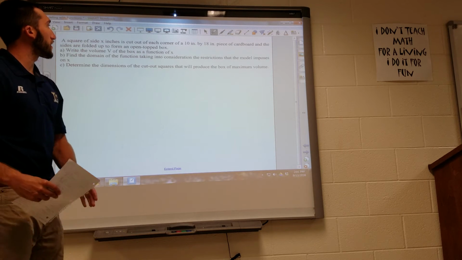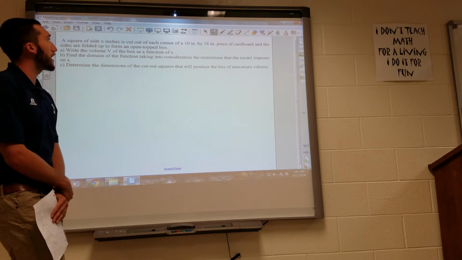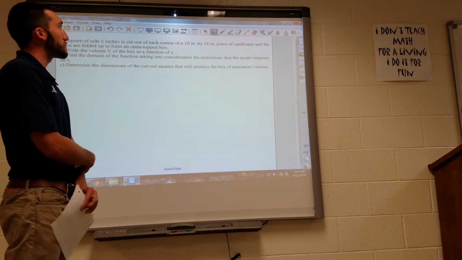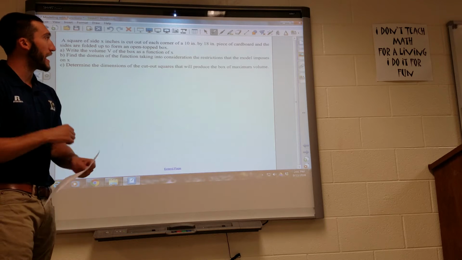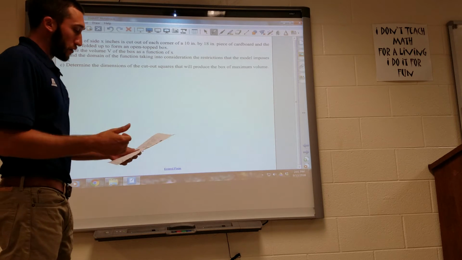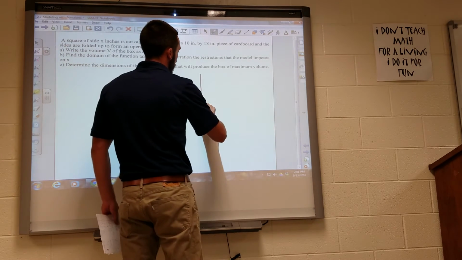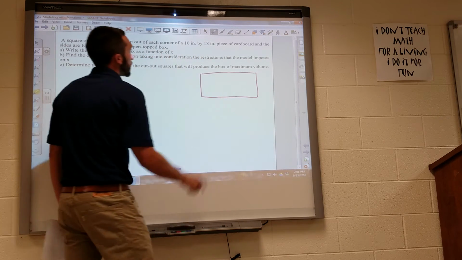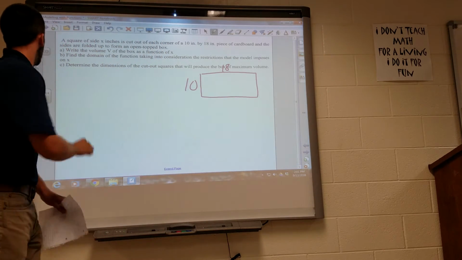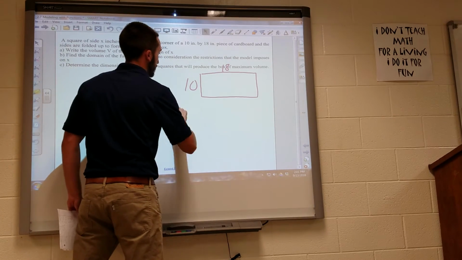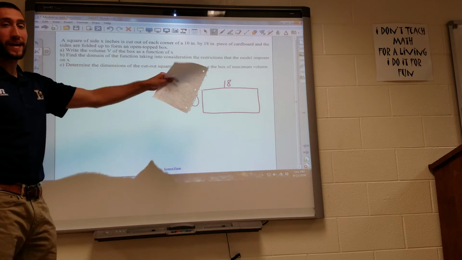And one more example. They tell us a square of side x inches is cut out of each corner of a 10-inch by 18-inch piece of cardboard, and the sides are folded up to form an open-topped box. So what I did here was first I'm going to draw the picture. So we have a piece of cardboard, right? They tell us it's 10 inches by 18 inches.